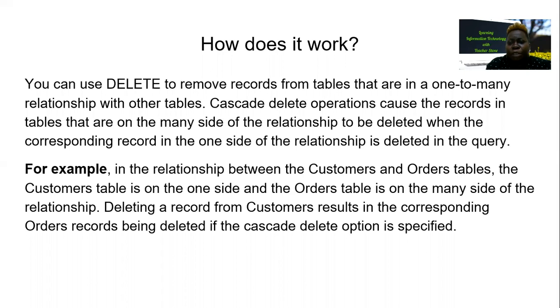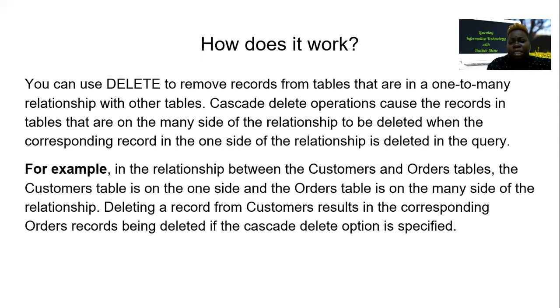Let's look at an example so that we can be clear on this. So we know that when you create tables and you create a relationship between the tables, we create a one-to-many relationship. Now, in the relationship between the customers and the orders table, the customer table is on the one side of the relationship, while the orders table is on the many side of the relationship. If we delete a record from the customers table, the corresponding orders records would be deleted if the cascade delete option is specified.